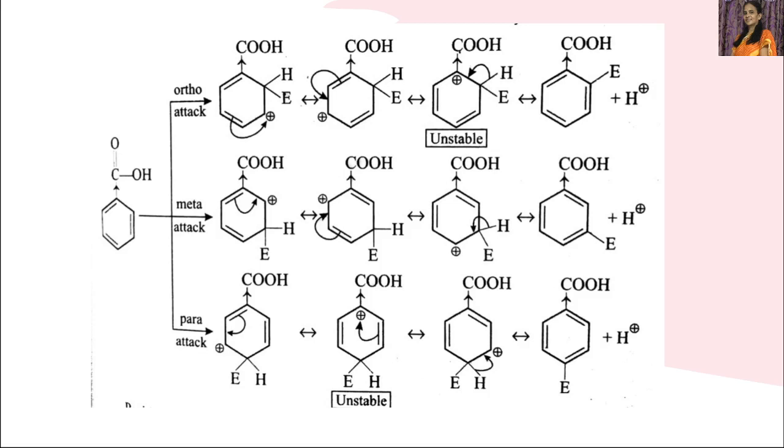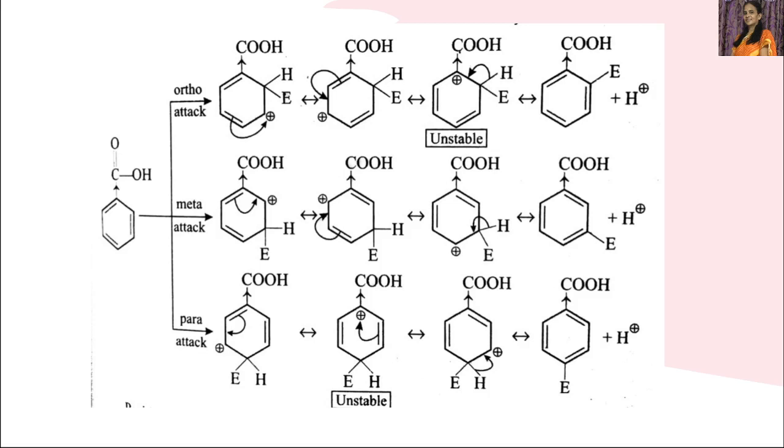Thus, this positive charge is delocalized. In this particular structure, the positive charge is present on third carbon. In the next structure, it is present on fifth carbon. In this structure, it is present on first carbon. As we have already said, this is the carbon to which the COOH group is attached, which is an electron withdrawing group. Therefore, the positive charge on this particular carbon is increased, and thus the structure becomes unstable.